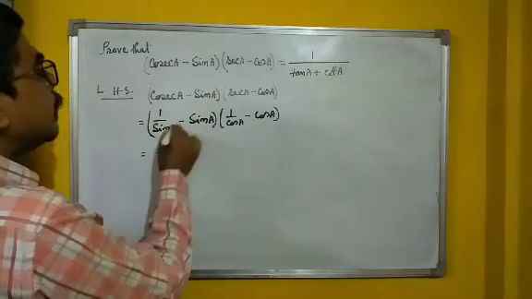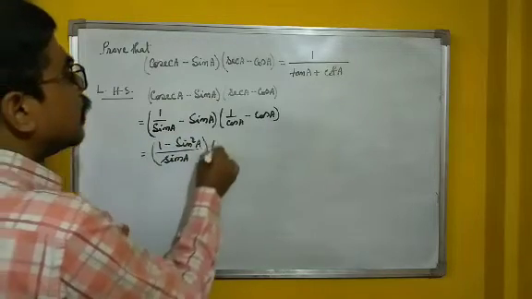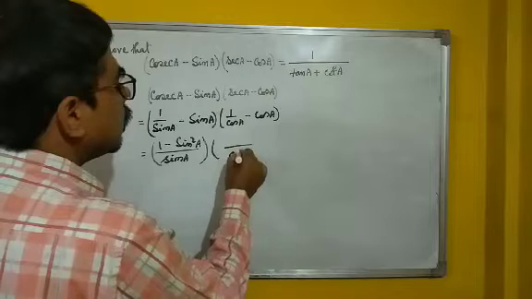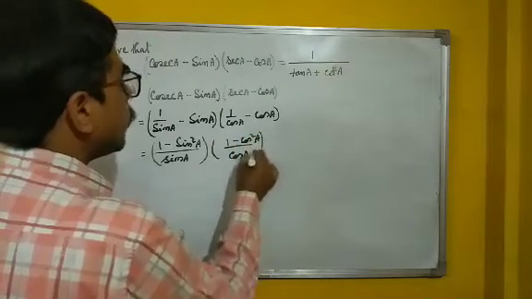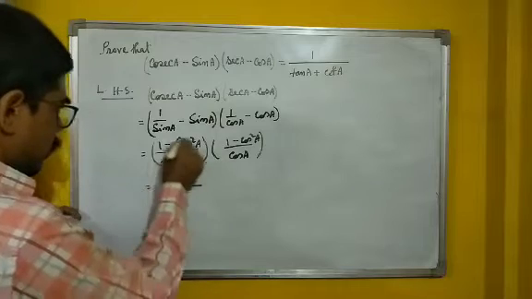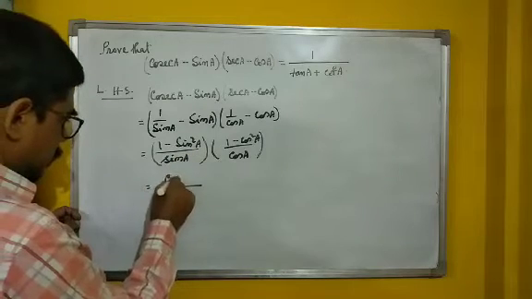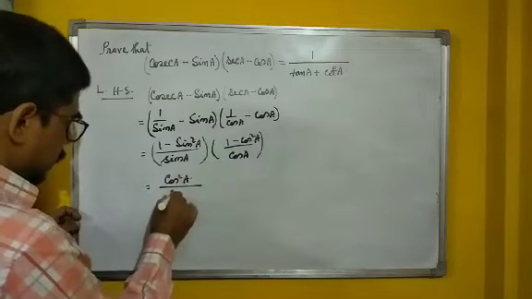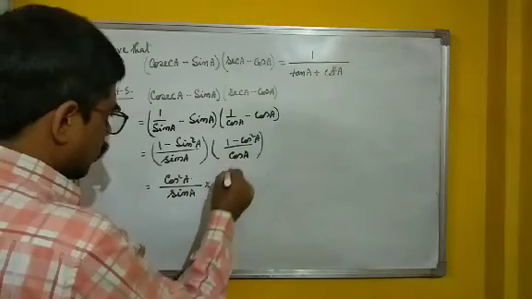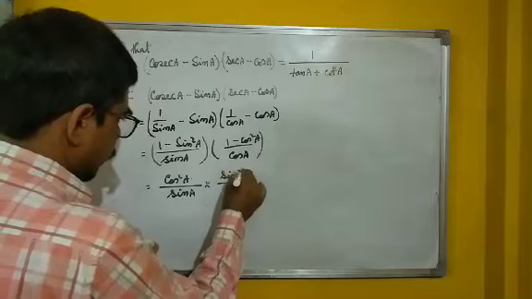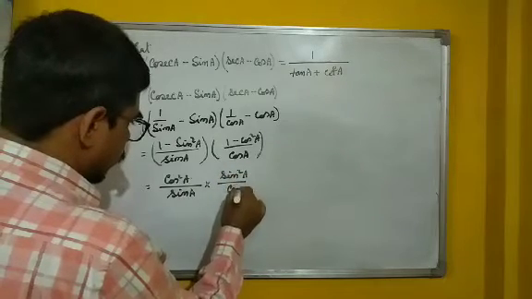Sine square A, because sine and sine square A. Here it is cos A, 1 minus cos square A. So 1 minus sine square A is what? Cos square A by sine A, into, it will be 1 minus cos square A, which is sine square A, by cos A.